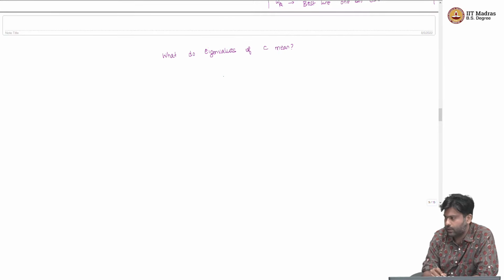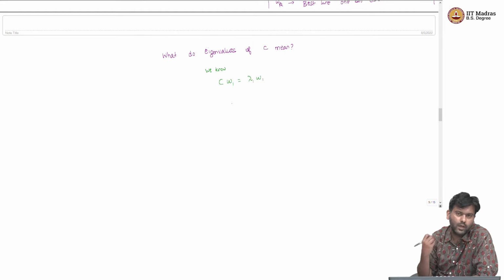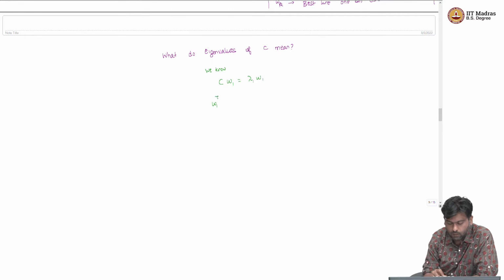Well, let's try. We know C W1 equals lambda 1 W1, where W1 is the eigenvector and lambda 1 is, let's say, the largest eigenvalue. This works for a general Wk too, where lambda 1 will be replaced by lambda k, but for now let's start with W1. Now what is W1 transpose C W1? Well, that would be W1 transpose lambda 1 W1, which would simply be lambda 1, because W1 transpose W1 is 1 by our definition of looking for lines with unit length.